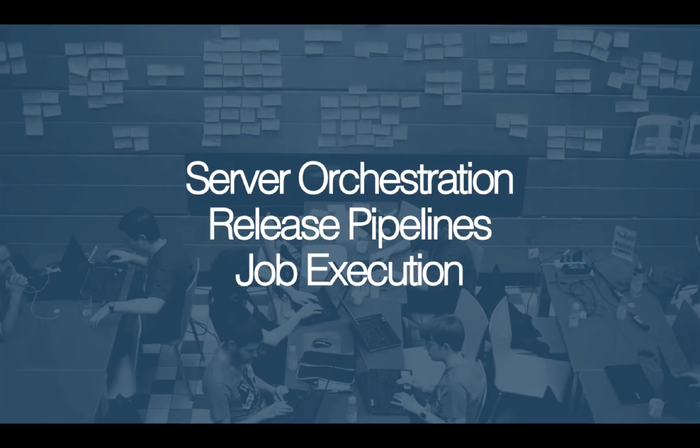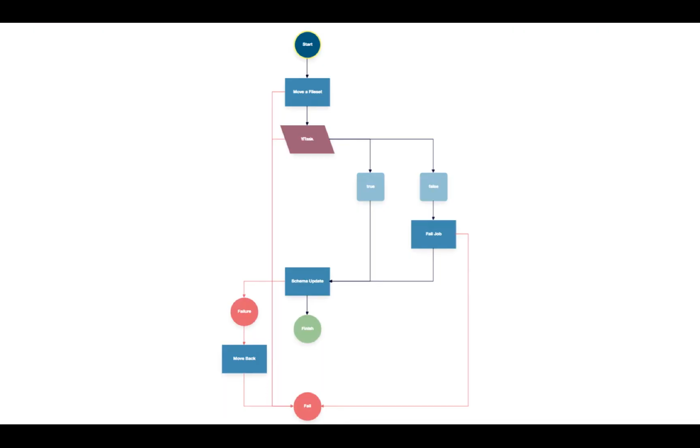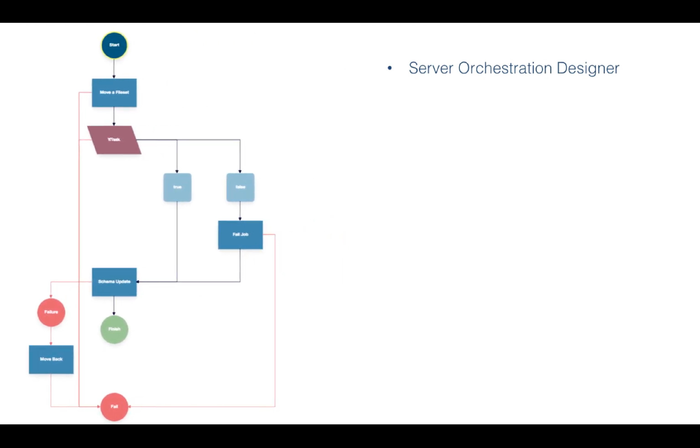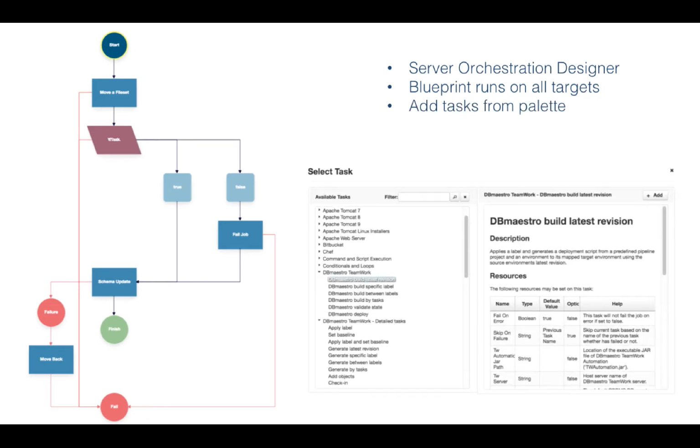Okay, so now let's look at server orchestration, release pipelines, and job execution. Firstly, we're going to look at the project again, and here we can see the server orchestration designer that we've already discussed. As I said before, this is a blueprint that runs on all targets for this project. We can add tasks to this by selecting from a palette of tasks, and the tasks that we have available, which we can see here in this list, will depend on which plugins we have in store.